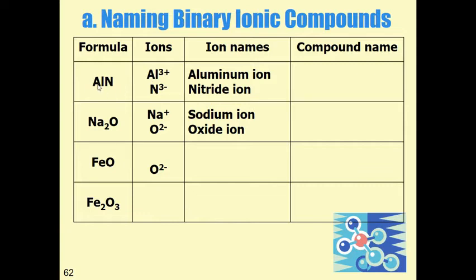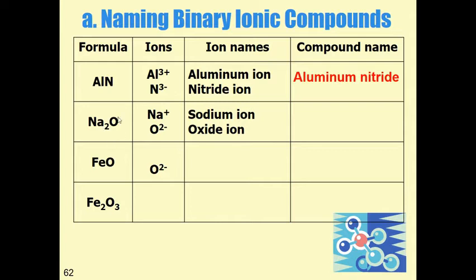You have aluminum and you have a nitrogen. So if you were to look for the ions here, aluminum is the cation. It is an Al3 plus. Nitrogen is the anion. It is an N3 minus. If you were to name each individual ion, this would be called aluminum ion. This would be called nitride ion. To put the compound name together, you just put these two names together and drop the word ion. That becomes aluminum nitride.